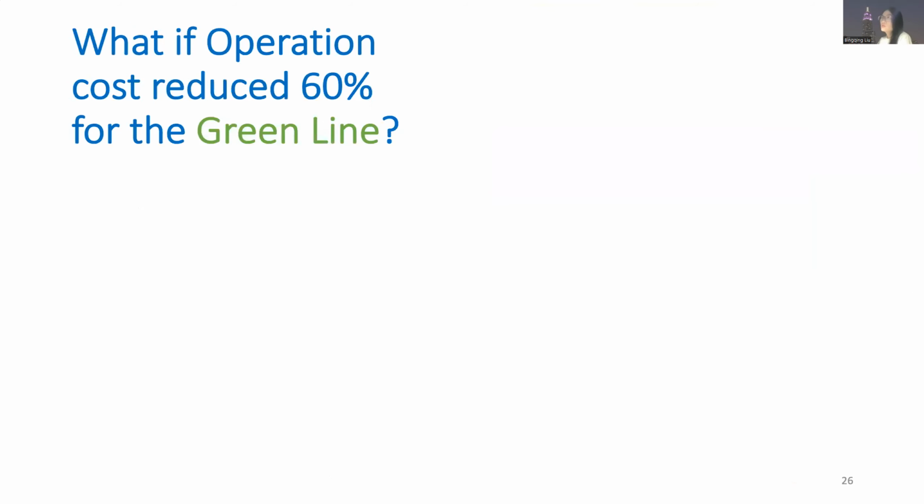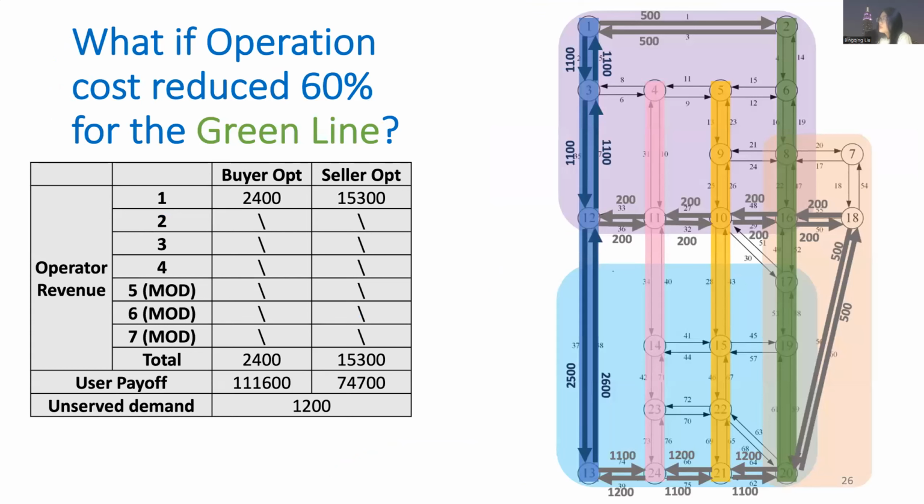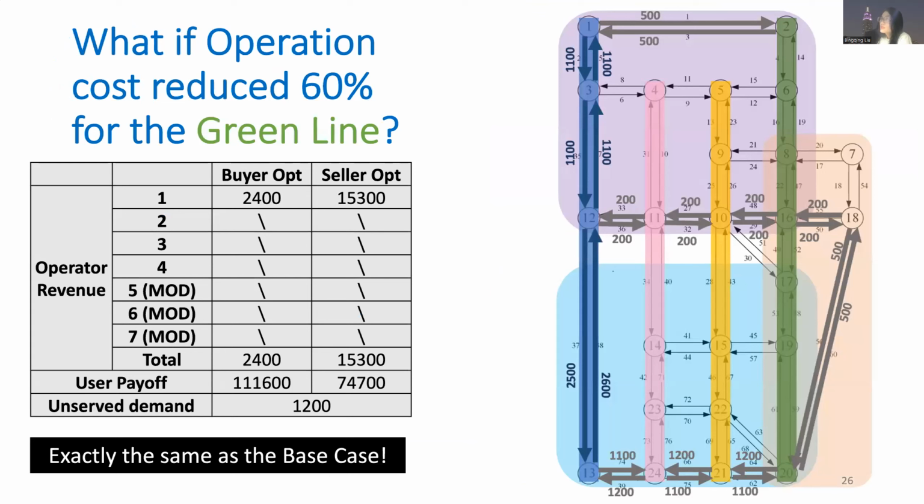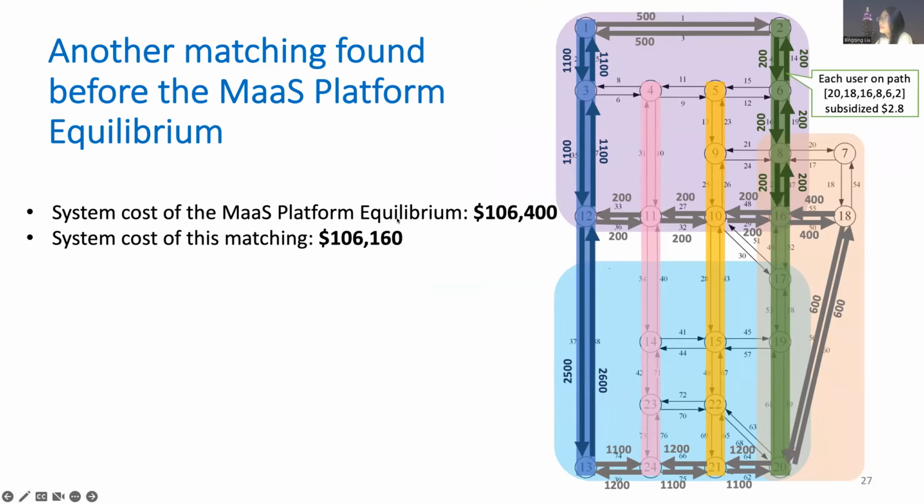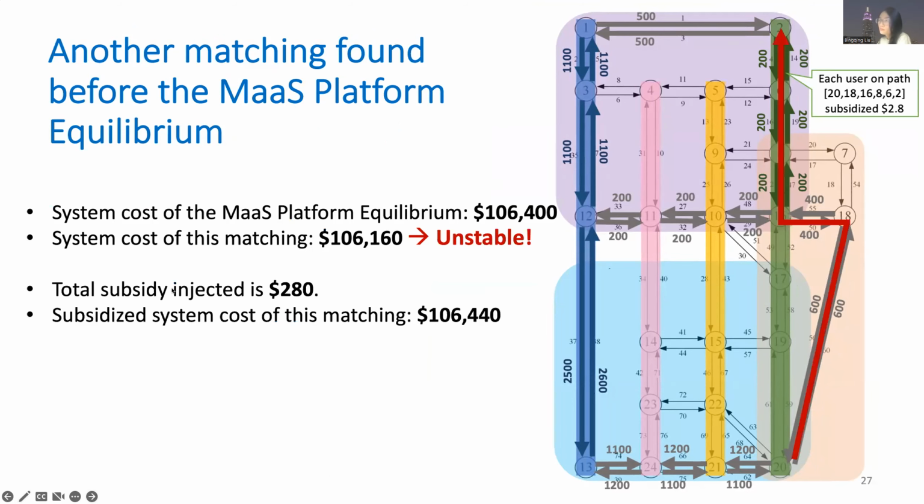Then we try to subsidize one of the operators here, but we see that the assignment remains the same as the base case. So this subsidized operator is still not operating. The reason is basically that even if the assignment with it operating has a lower system total cost, it is not stable. The users on this red path have some incentive to switch to another path. That is basically controlled by the cost allocation problem.